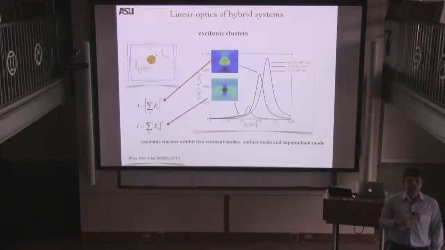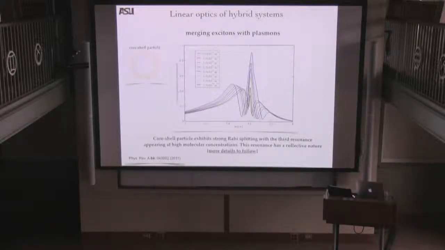So this is the collective mode, which means that the energy of this mode is higher than the energy of the individual emitter. All right. So now combining the excitons with plasmons, we look at the core shell particle. So core is comprised of silver and the shell is comprised of our emitters.